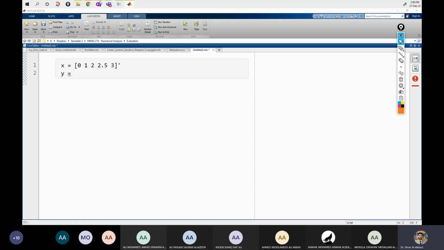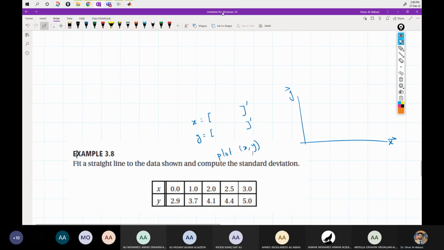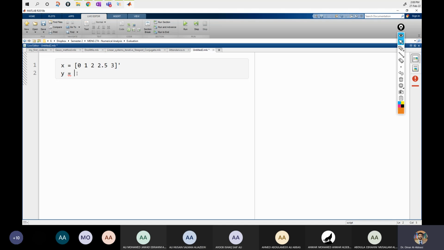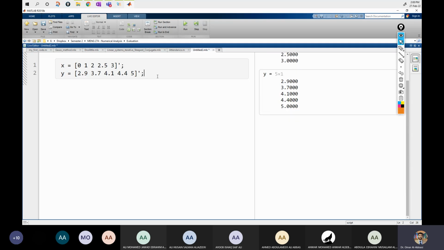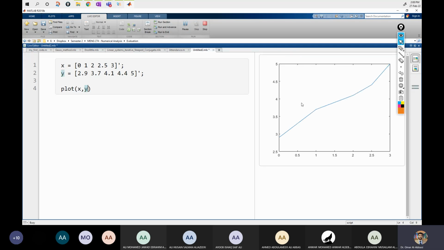I took it from the second page. It is 3.9, 3.7, 4.1, 4.4, and 5. Again, this is transpose type. This is x and that is y. I don't want to see the values on the screen, so use a semicolon, then plot x versus y, and we will end up with something like that.